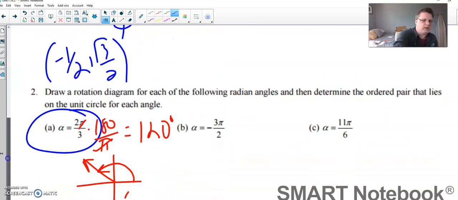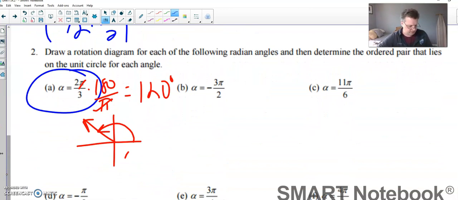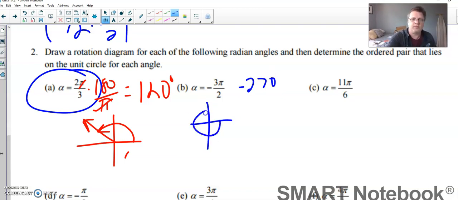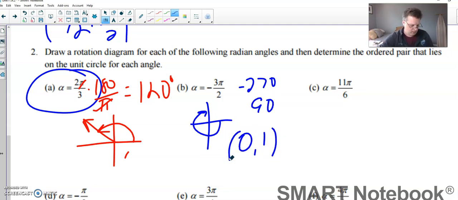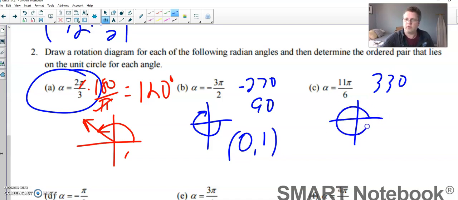Okay. Number 2, remember you have to change it to degrees first. Okay. So negative 3 pi over 2 is the same as negative 270. And draw the rotation again. So we already did this one. Okay, 270 is the same as 90, and that's 0, 1. Okay. 11 pi over 6 is 330. Okay, 330 degrees. Okay, so go all the way around here, 330 degrees right there. And 330 is root 3 over 2 and negative 1/2.